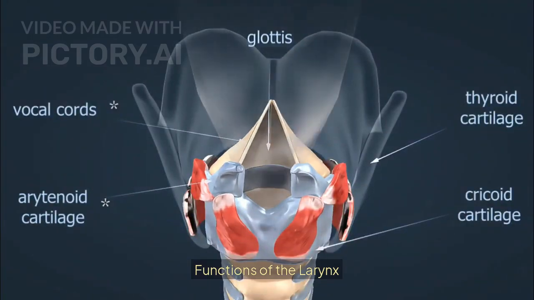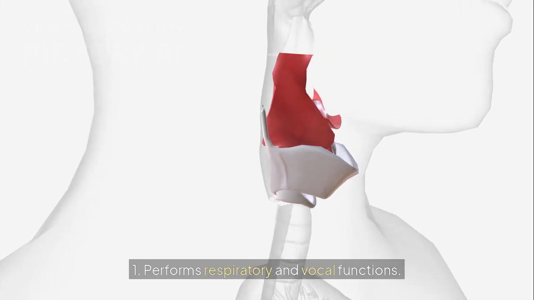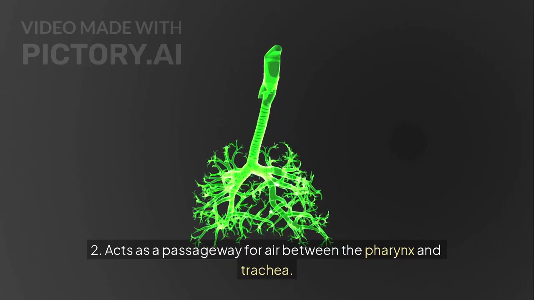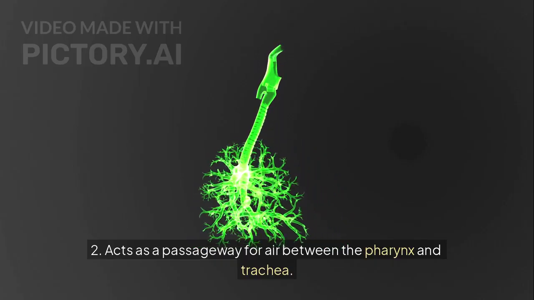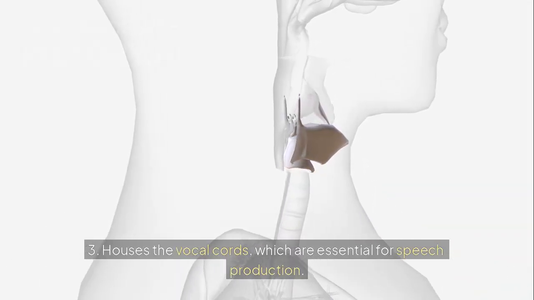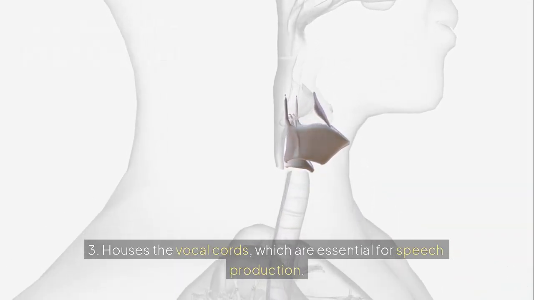Functions of the larynx. 1. Performs respiratory and vocal functions. 2. Acts as a passageway for air between the pharynx and trachea. 3. Houses the vocal cords, which are essential for speech production.